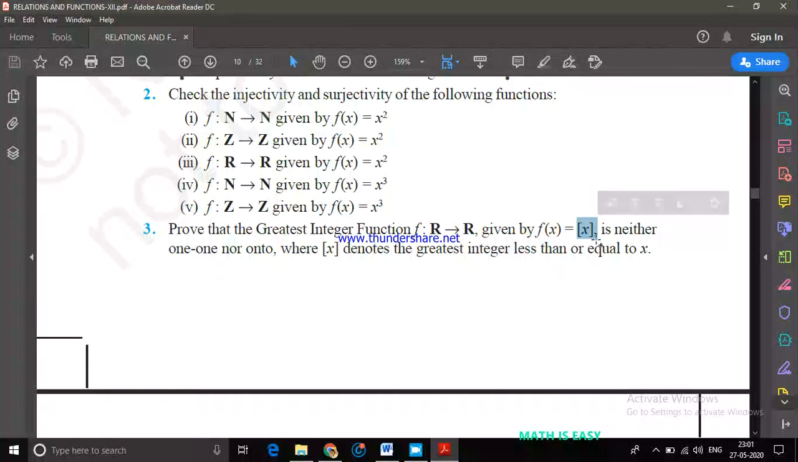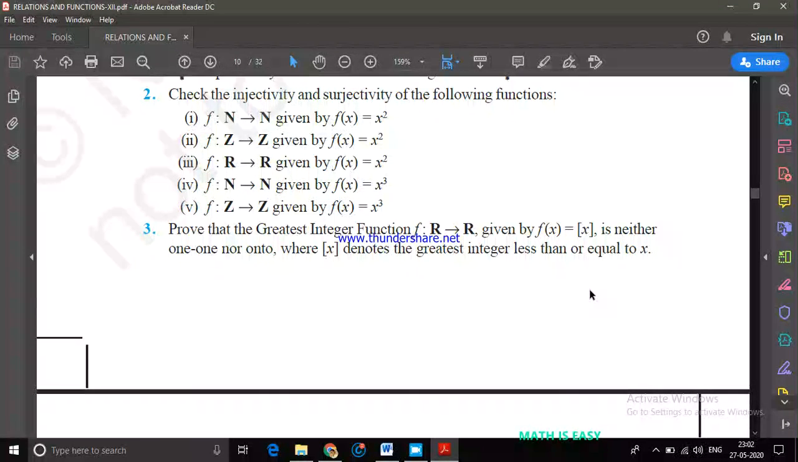Now here the greatest integer function is given. I hope everybody remembers the greatest integer function. From 0 to the number just before 1, that means 0 to 0.9999..., all these numbers will map to 0 only. Then starting from 1 till 1.9999..., all these numbers will map to 1. So there are infinite numbers from 0 to 1. If I consider the interval, there are infinite numbers.